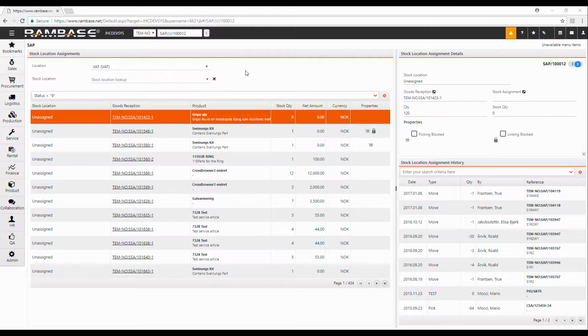Start in the Stock Location Assignments application. The Stock Location Assignments application is used to maintain control and traceability.